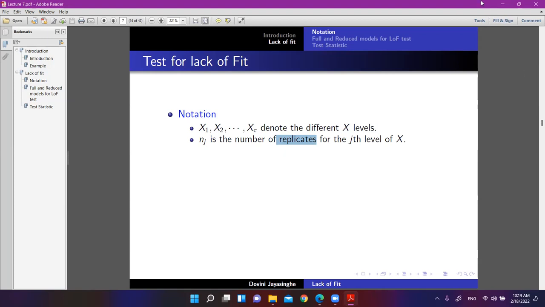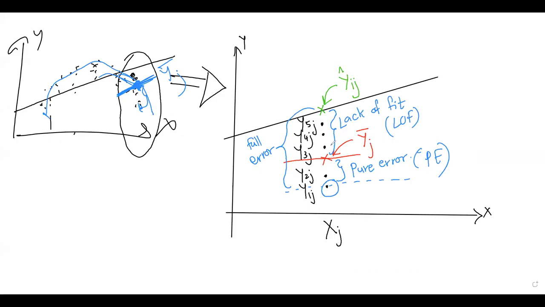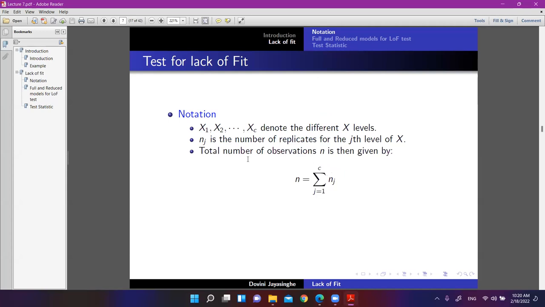So in that whiteboard example, how many replicates did we have? 1, 2, 3, 4, and 5. We had 5 repeated observations for this x level, right? The total number of observations, n, is basically given by this. We have to add up all the replicates and add all the levels together. This is what the notation says, so j goes from 1 to c.